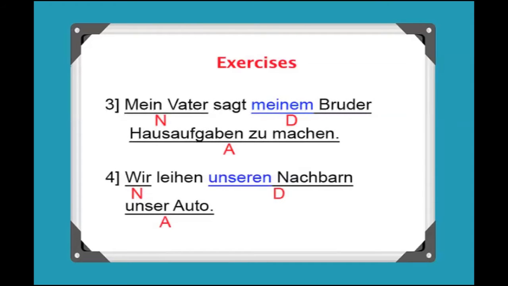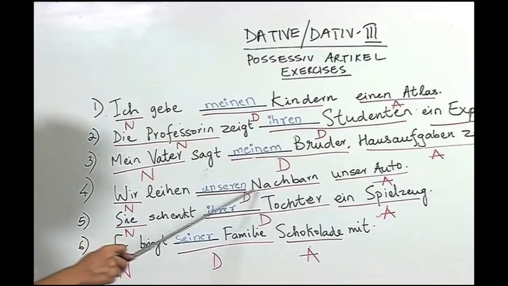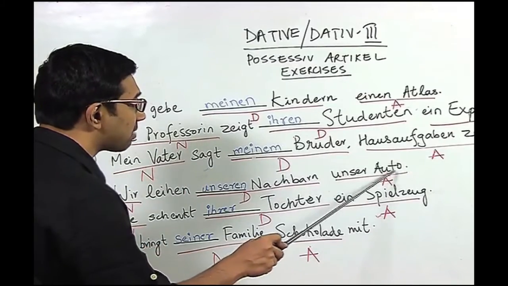In sentence number 4, the student correctly understood that from the pronoun wir the possessive article needs to be written, which she wrote, and the other student correctly marked the nominative, which is wir here, the dative, which is Nachbarn, and the accusative, which is unser Auto.